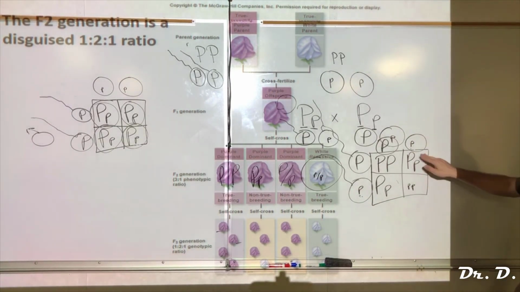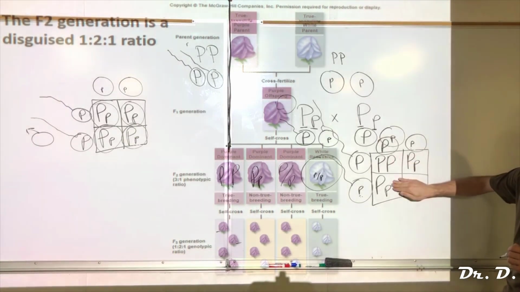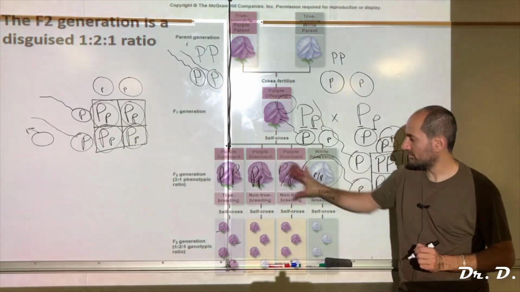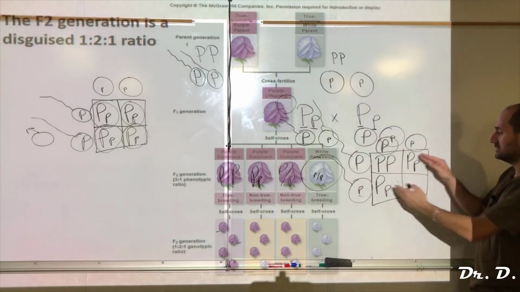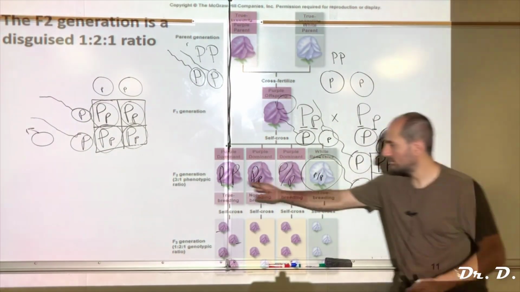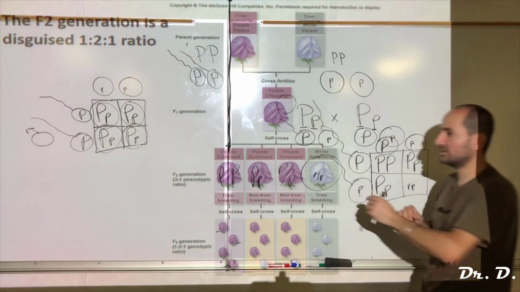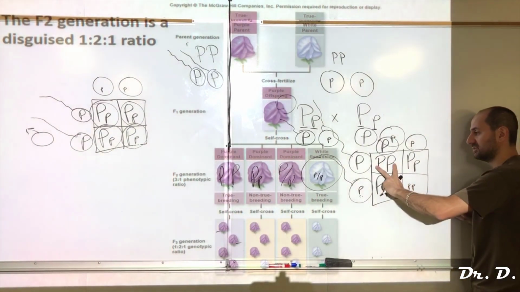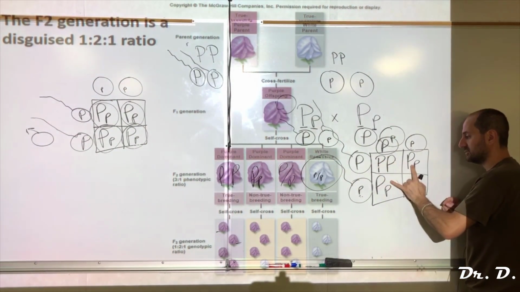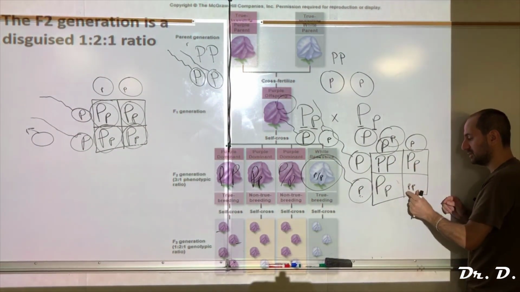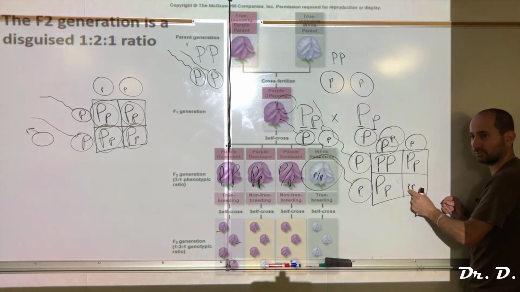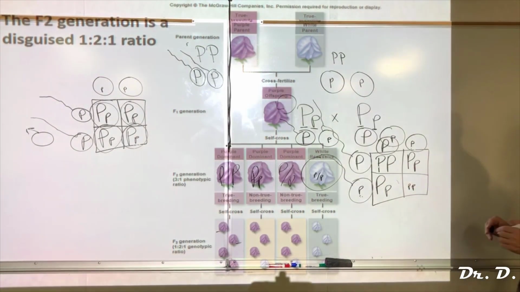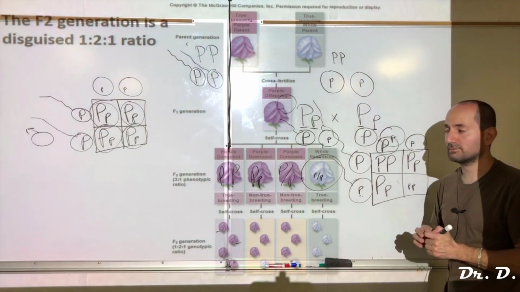And see, there's a 3 to 1 ratio of purple to white, and it's a 1 to 2 to 1 ratio of homozygous dominant true breeder, heterozygous non-true breeders, and homozygous recessive true breeder, recessive white. Okay, that's how the Punnett square works.